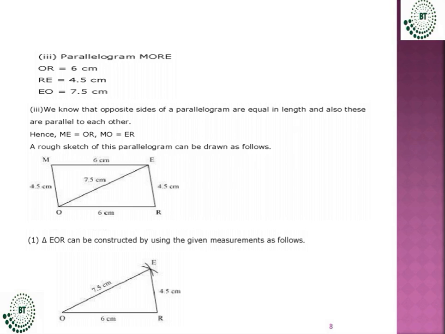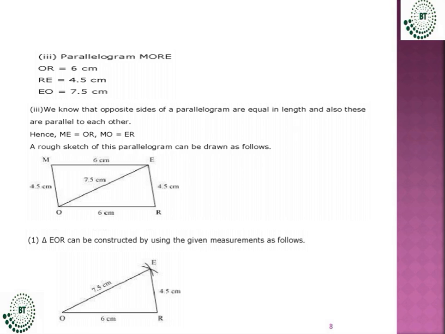So first we have to sketch a rough diagram MORE. OR is 6 centimeters. So ME will also be 6 centimeters, because in a parallelogram the opposite sides are of equal length. Similarly, we are given that RE is equal to 4.5 centimeters. So obviously OM will also be 4.5 centimeters, and the diagonal EO is 7.5 centimeters. This is the rough sketch of your given parallelogram, right? Now we have to move on to the real figure.